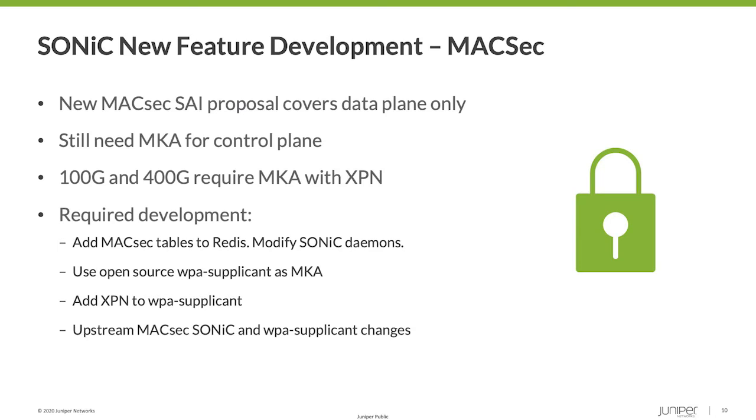Like MPLS, to integrate MACsec, we had to add tables to Redis and modify the SONiC daemons accordingly. For MKA, we use open source WPA supplicant. We have added XPN, extended packet numbering, to WPA supplicant to handle high-speed interfaces. And again, we will upstream MACsec and WPA supplicant to the community. We now have a short video demonstrating MPLS, MACsec, and MKA on Juniper's PTX10008 modular chassis.